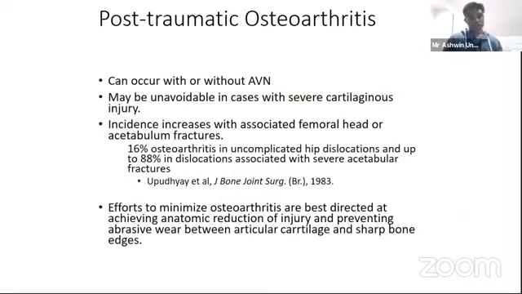Post-traumatic osteoarthritis, I get a lot of this. As a matter of fact, the majority of my work is associated with post-traumatic osteoarthritis. It can occur because of AVN, because of several cartilaginous injuries, and because of femoral head or acetabular fractures.